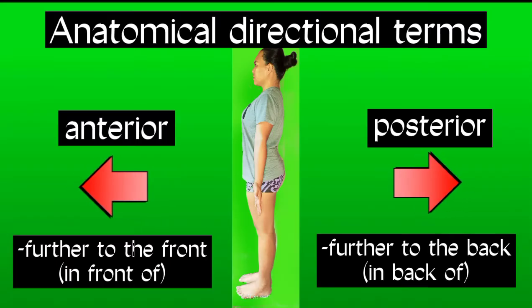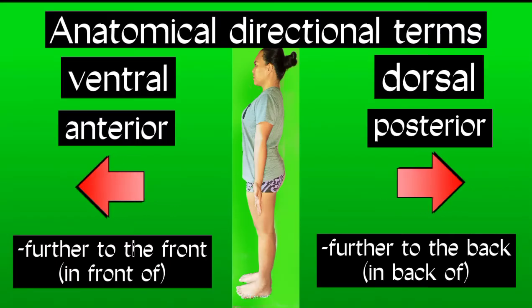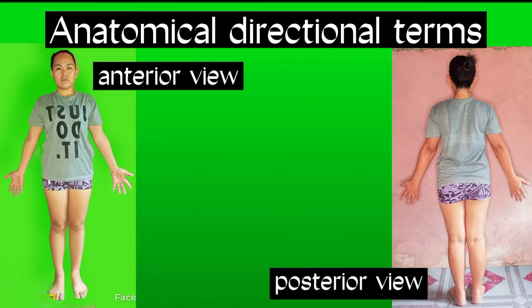Sometimes the terms ventral and dorsal are used in place of anterior and posterior, where ventral means anterior and dorsal means posterior. Anterior and posterior can also be used to describe how you're looking at the body, while the body will always be referenced from the anatomical position. It can be viewed from an anterior view, meaning looking at the body from the front. It can also be viewed from the posterior view, meaning looking at it from the back.